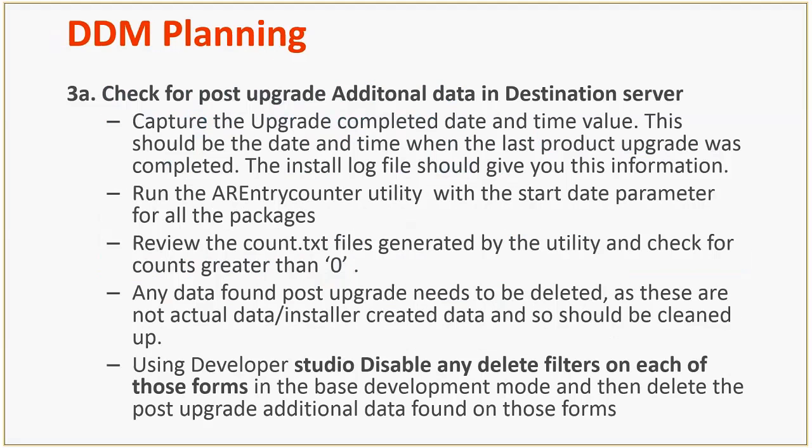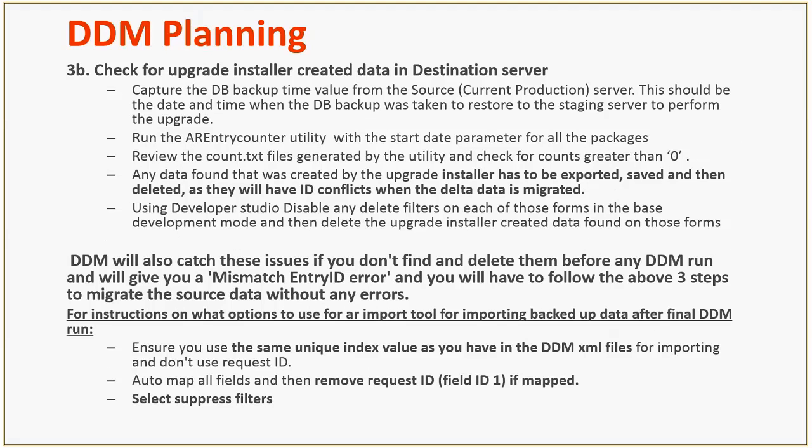Those kinds of information. And then this goes into a little more detail on how to check and delete any additional data you find on the destination server. And this is for any installer-created data in transactional forms or process forms which could conflict with your incoming data, right? It gives you the steps on how you can find those, how you can back them up and delete them, and then how you can re-import them later after the final DDM run.